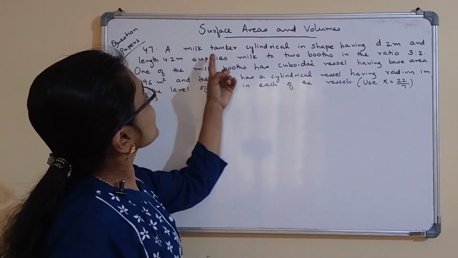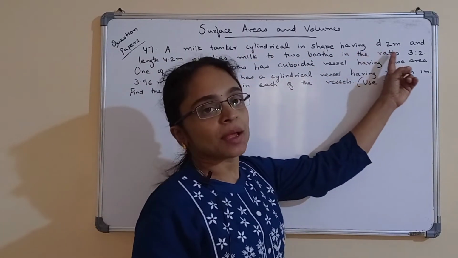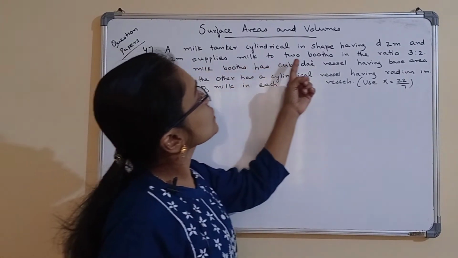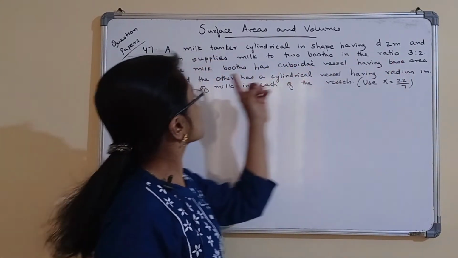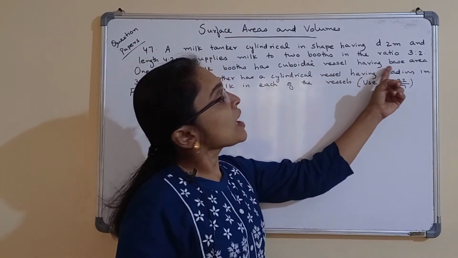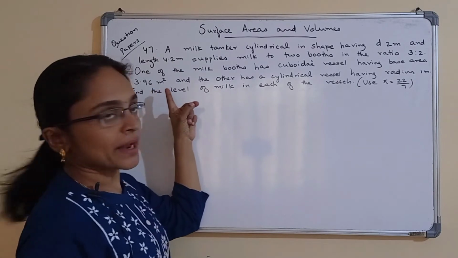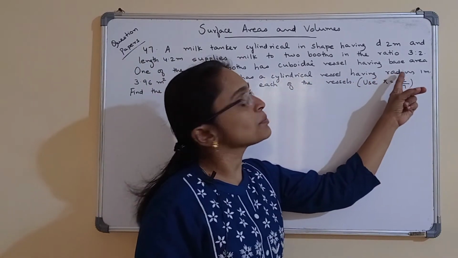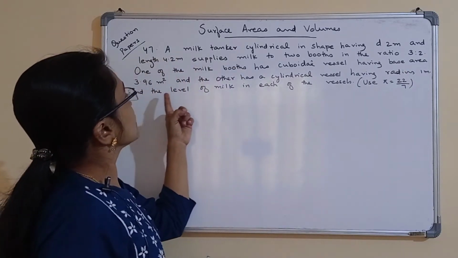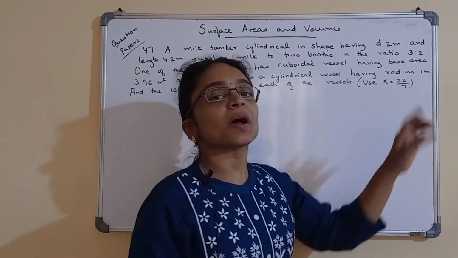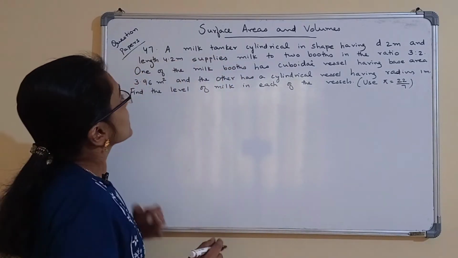Next question, a milk tanker cylindrical in shape having diameter 2 meter and length 4.2 meter supplies milk to two booths in the ratio 3:2. One of the milk booths has cuboidal vessel having base area 3.96 meter square and the other has a cylindrical vessel having radius 1 meter. Find the level of milk in each of the vessels, and given that use pi equal to 22/7.